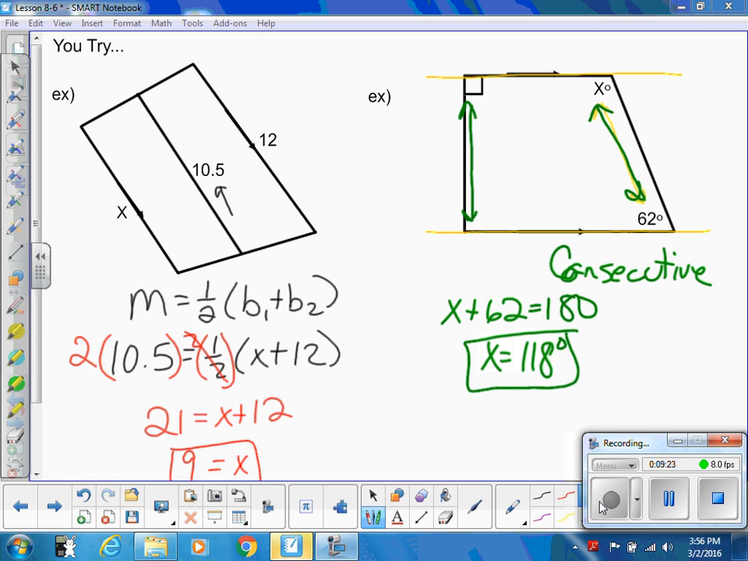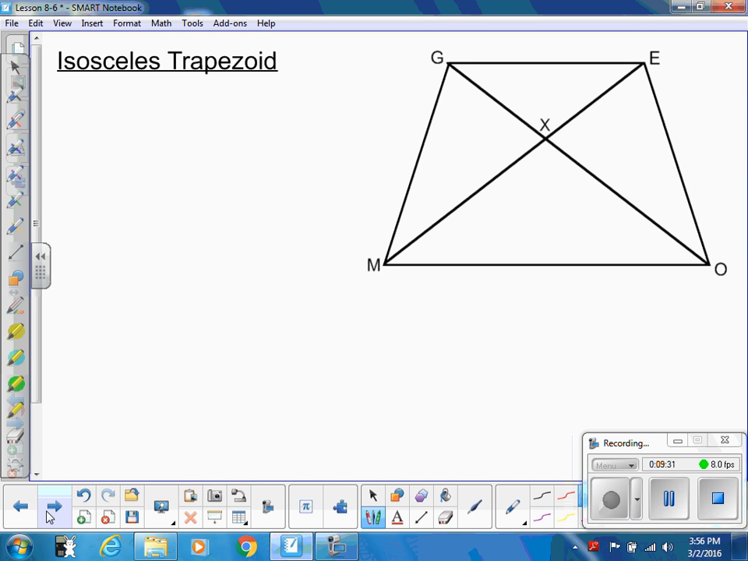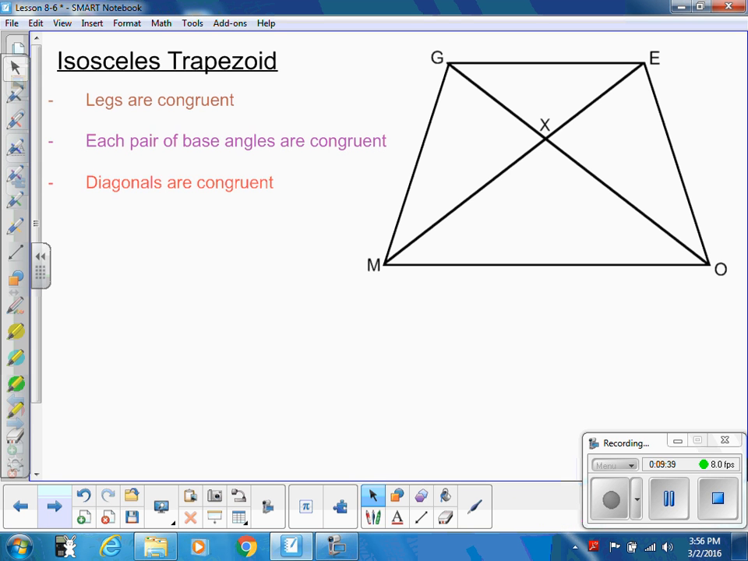Now, that's the most you can do with a plain trapezoid. You can find the length of its mid-segment, and you can do consecutive interior angles. However, when you have an isosceles trapezoid, now this will take on extra properties. Okay? The three extra things that happen in an isosceles is that the legs are congruent, just like in an isosceles triangle. You have the two congruent legs and the base is separate. Here, the two legs are congruent. All right, so GM is going to be congruent to EO.